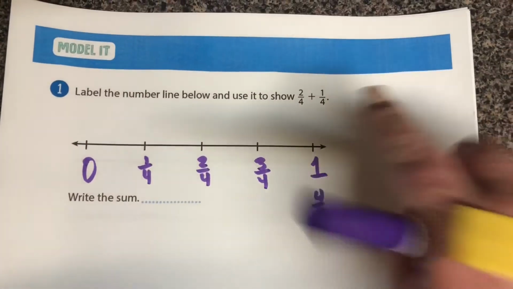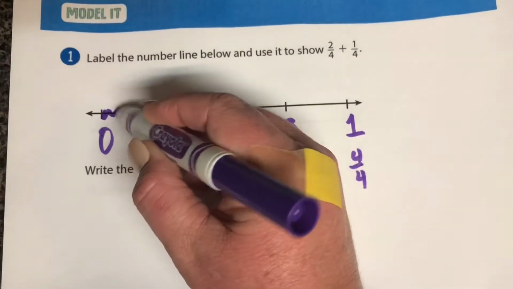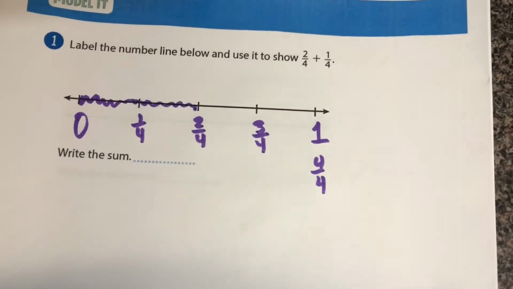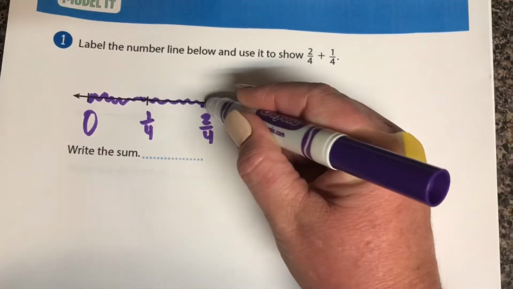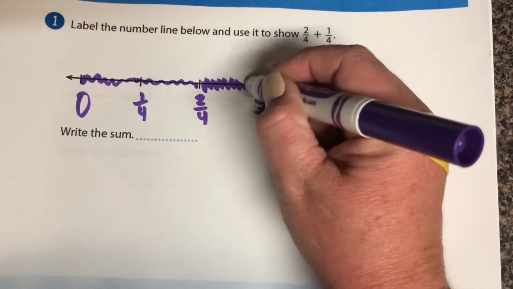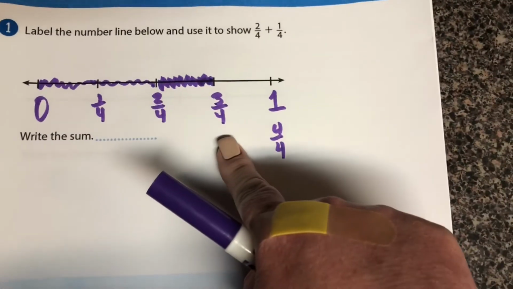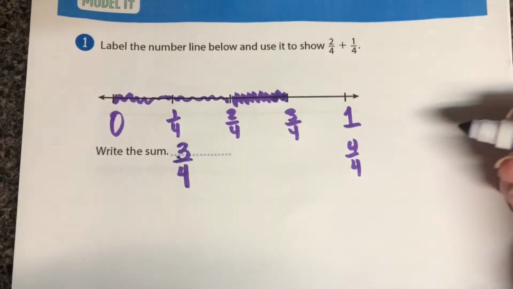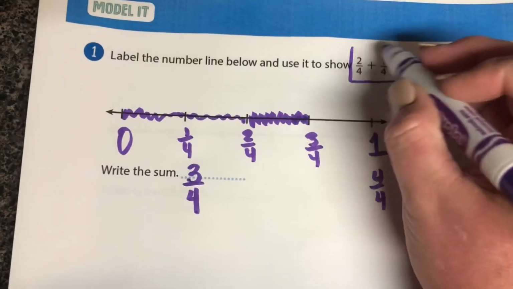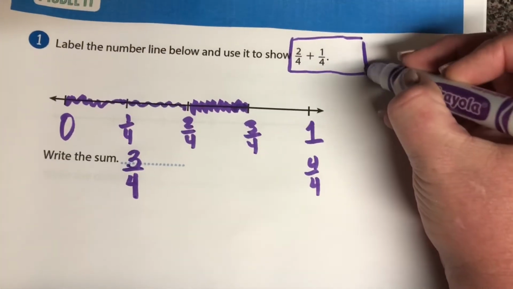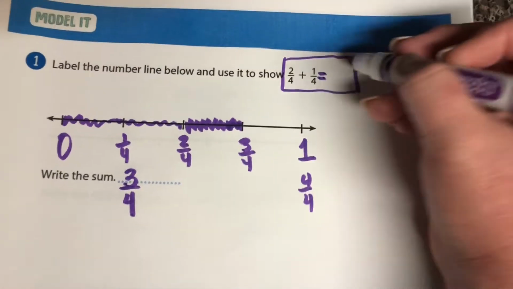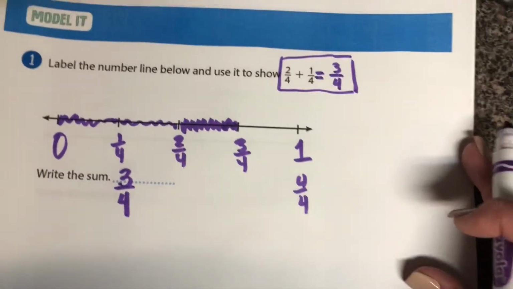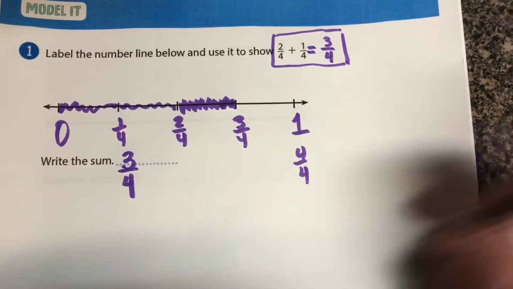Now, I can model 2/4 would go to there, and then I would add another 1/4. Now that ends me off at 3/4, and so that is my sum. But I also could just look, without having a model, I could just use this problem, and I would know that 2/4 plus 1/4, I would add the numerators, but I would not add the denominators. I would leave them the same because my number of parts does not change.